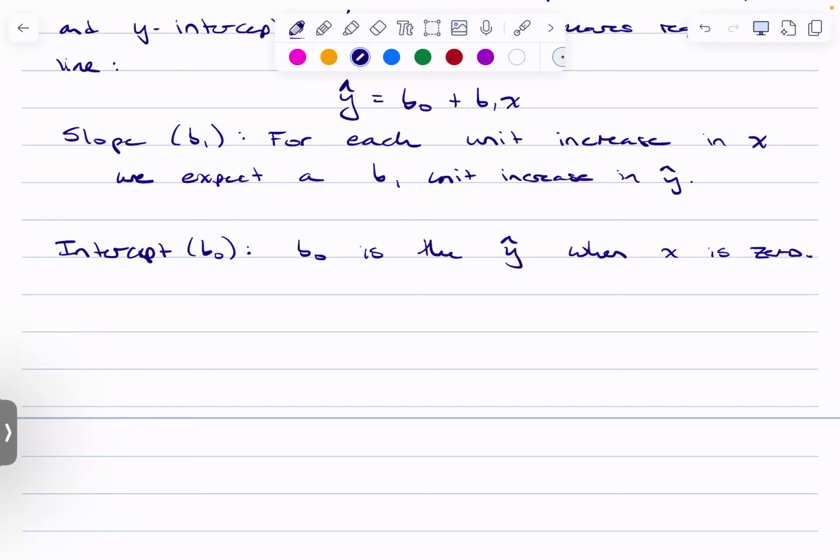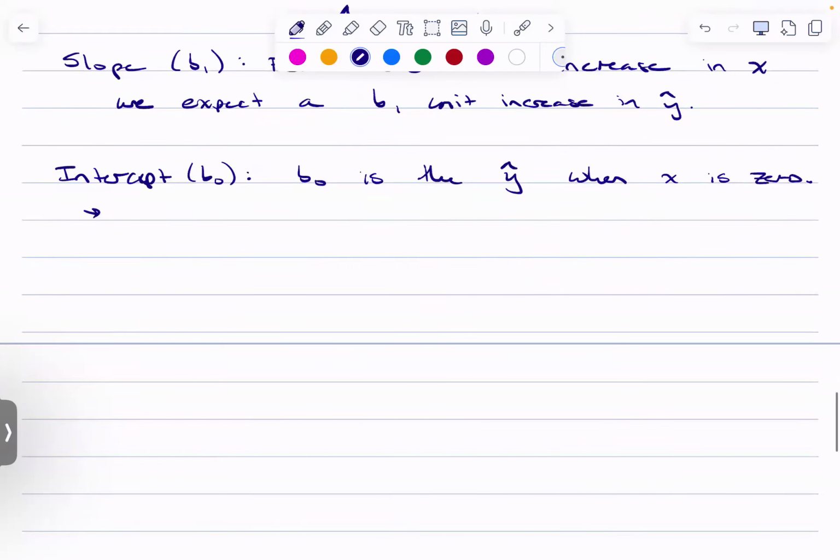There are many scenarios where x being 0 makes no sense. But it is still the interpretation. If it doesn't make sense, then you would probably add that it doesn't make sense to consider the intercept on its own. Okay? So there are many relationships where x equals 0 is meaningless.